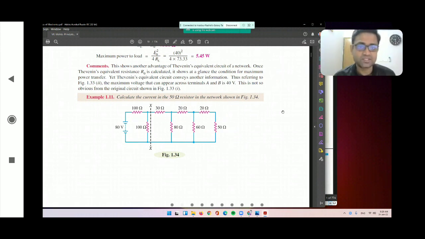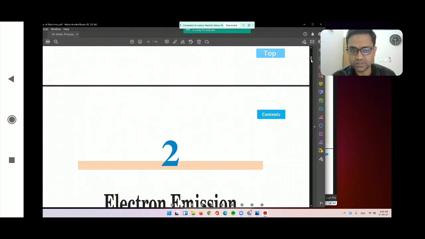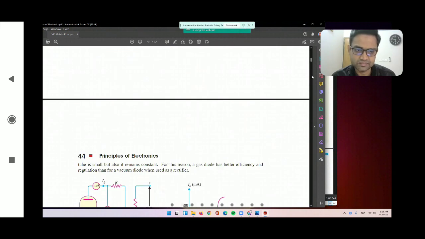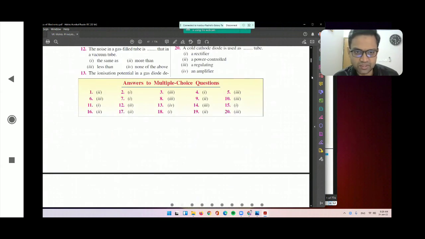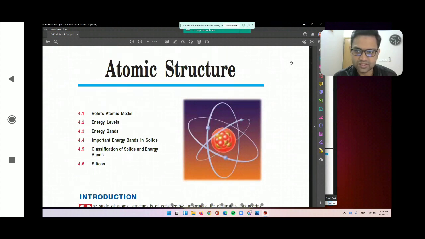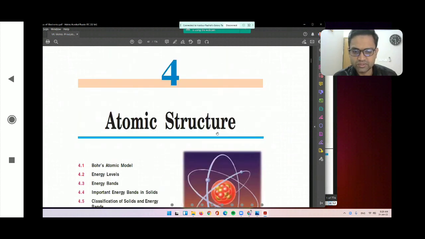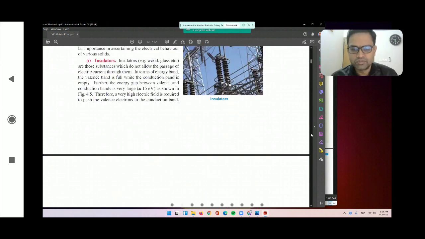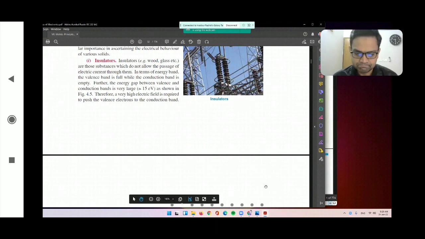From the next class, we are going to start chapter number 4 because we have already done chapter number 1. Chapter number 4 is a very easy theoretical thing. Chapter number 4 will be atomic structure, very easy. It is all about theory, and you know all the theory very well already. It should not be a problem. Okay. If there is no question, let me give you the attendance.